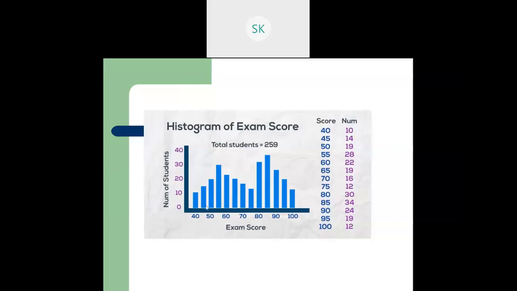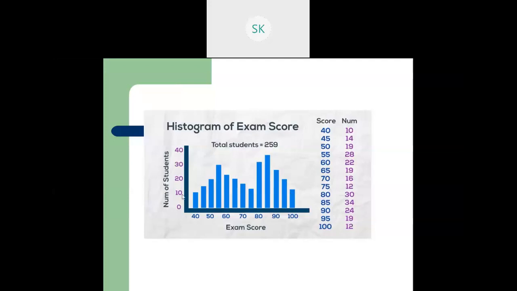14 students scored 45 marks. 12 students scored 100. The exam score is 100 for the 12 students in a class. The total number of students is 259 with the addition of these. Total 259 students and their scores are represented in a histogram.